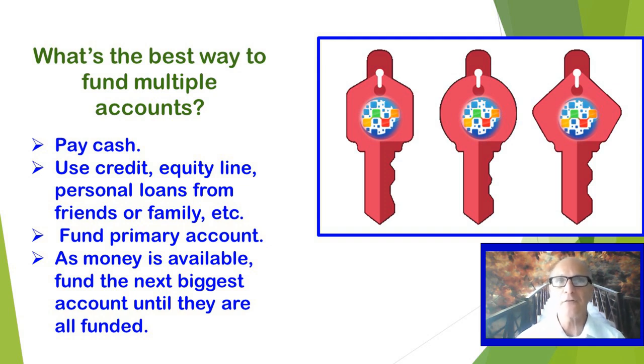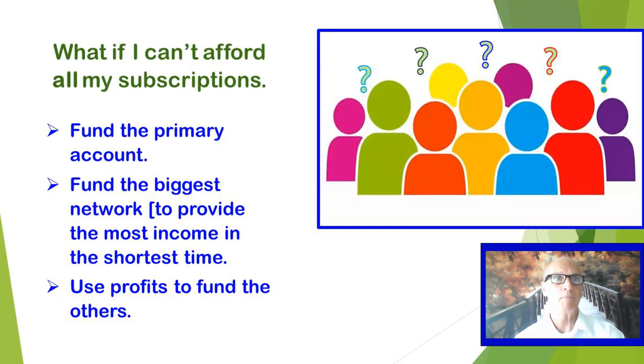That's going to be like rocket fuel to your success. If not, try every means you have available. Credit, equity lines, personal loans from friends and family, whatever you can do, right? But if you just can't seem to do it, then fund your primary account first, and as money becomes available, fund the next biggest accounts until you get them all funded. That'll work for you. That's what I'm planning on doing.